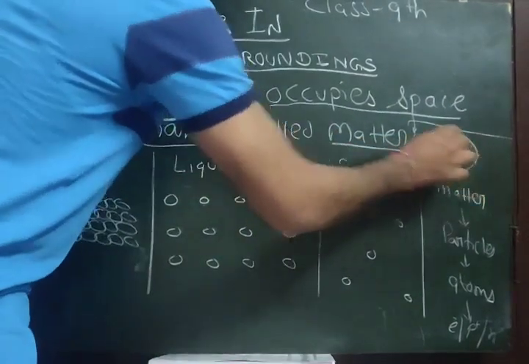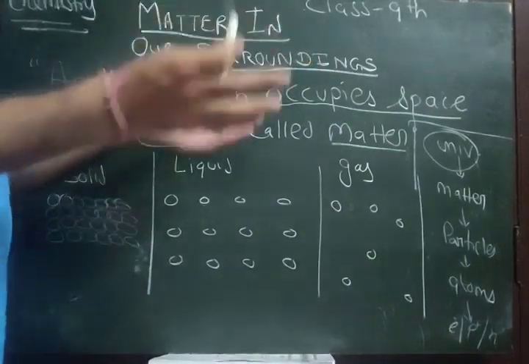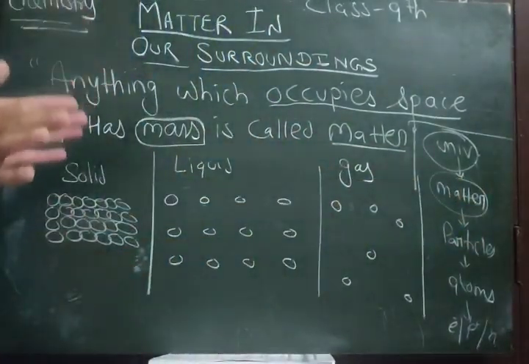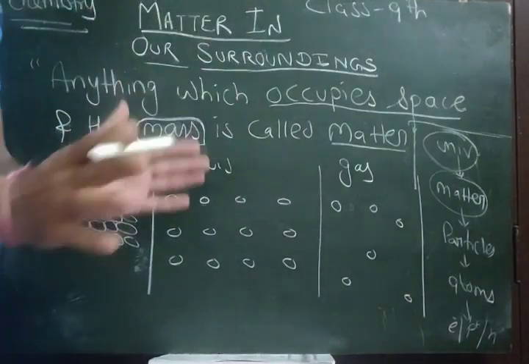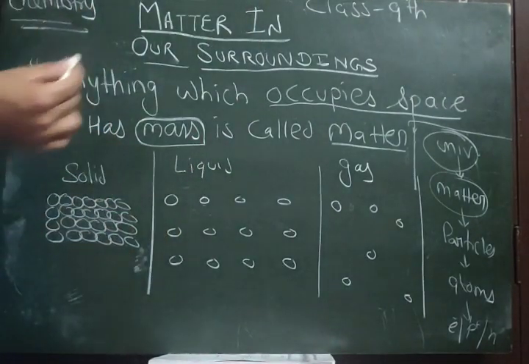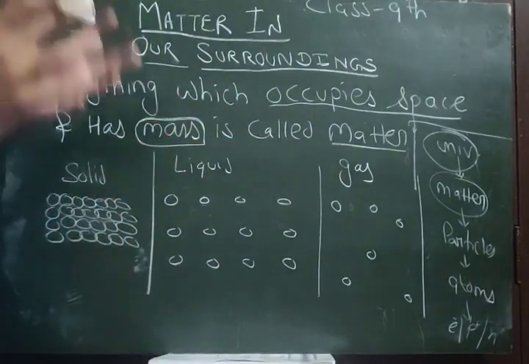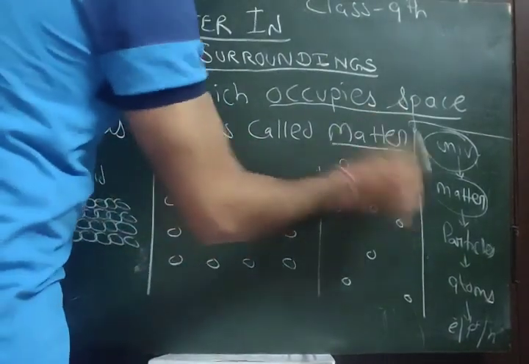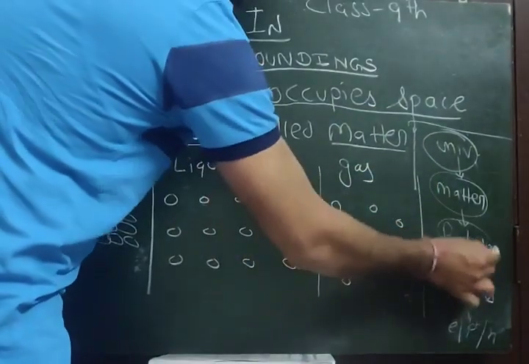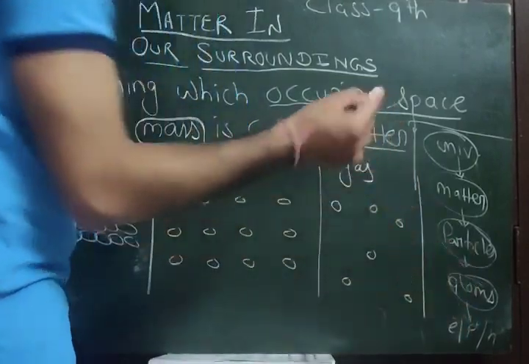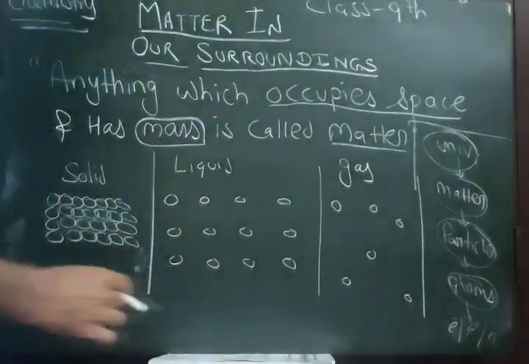Basically everything is constituted of matter. The universe is always made up of matter. All the things are considered to be matter. Like I have a chalk, this board, books, are always considered matter. What does matter contain? Matter contains particles, and particles contain atoms, and atoms contain electrons, protons and neutrons.